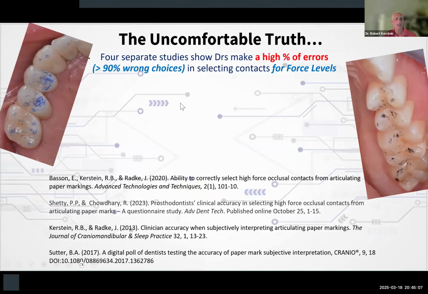And you say, no, that's not true. I never choose the wrong contact. Well, yes, you do actually. And here's an example of how it happens, right?